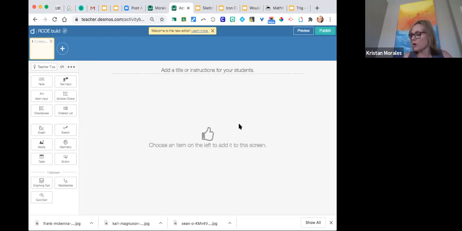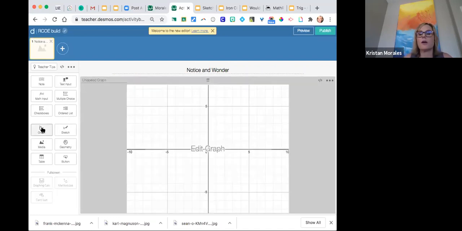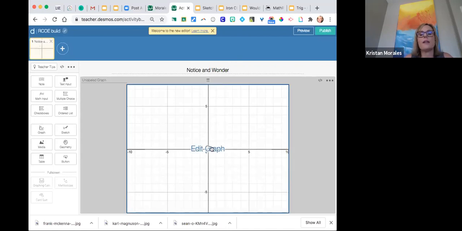But I'm going to start with the notice and wonder. Remember you had the notice and wonder activity. And so you might start by just putting a quick title on your slide. And then the first thing I'm going to do is include a graph. So here's all of your elements down the side and I want to include a graph. So I'm going to click on graph and a graph comes up and I'm going to want to edit that graph.